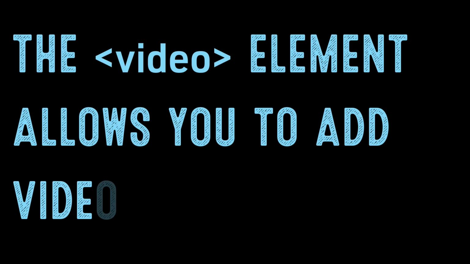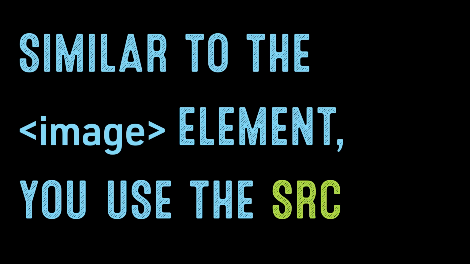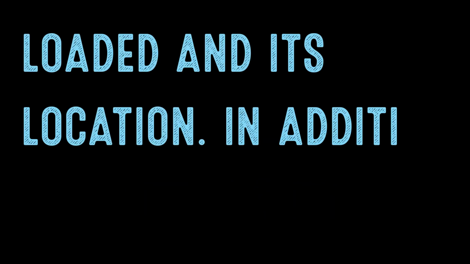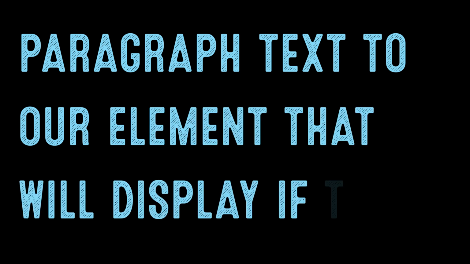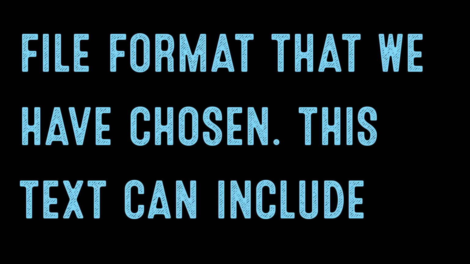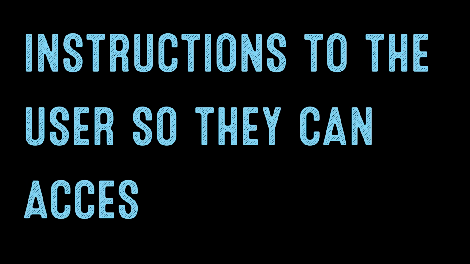The daily code snippet. The video element allows you to add video to your web page. Similar to the image element, you use the source attribute to indicate the name of the video file to be loaded and its location. In addition, we add some paragraph text to our element that will display if the browser is unable to support or display the video file format that we have chosen. This text can include instructions to the user so they can access the video at another location. For example, you may be hosting the video elsewhere and can include the link.